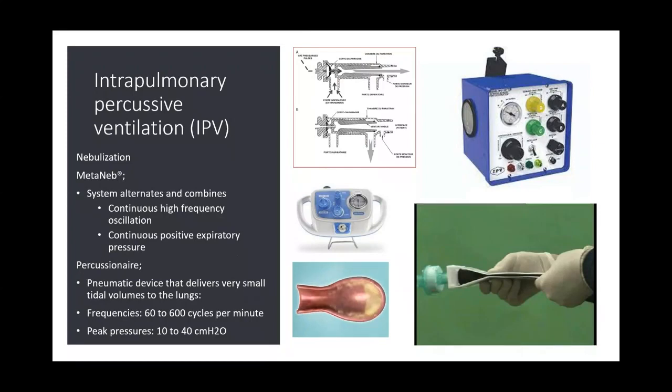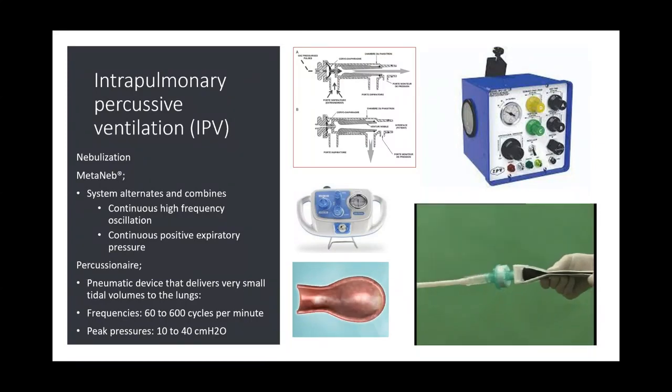We then have the devices that are involved via the upper airway. So in this situation, the devices are provided via a mask or a mouthpiece. The first one we have is a Metaneb, and this is a system that combines continuous high frequency oscillation with continuous expiratory pressure to keep the airways open. Both of the devices that provide this high frequency will have the ability to add nebulization, because the high airflows can make the patients feel that the technique is very, very dry.